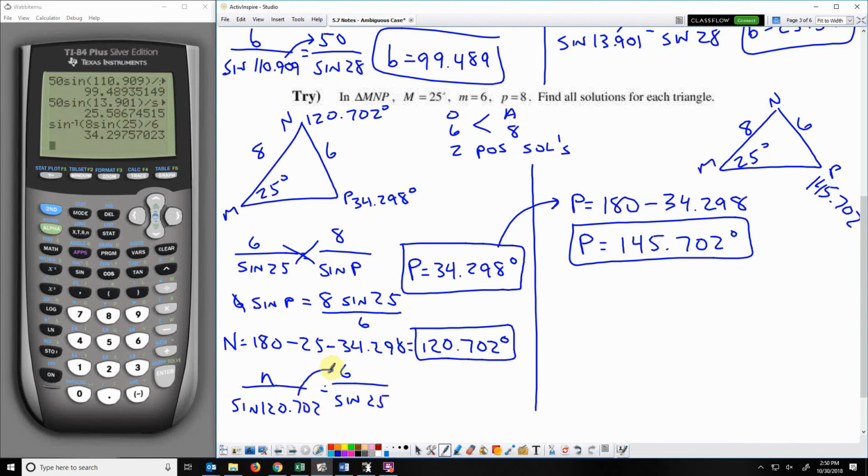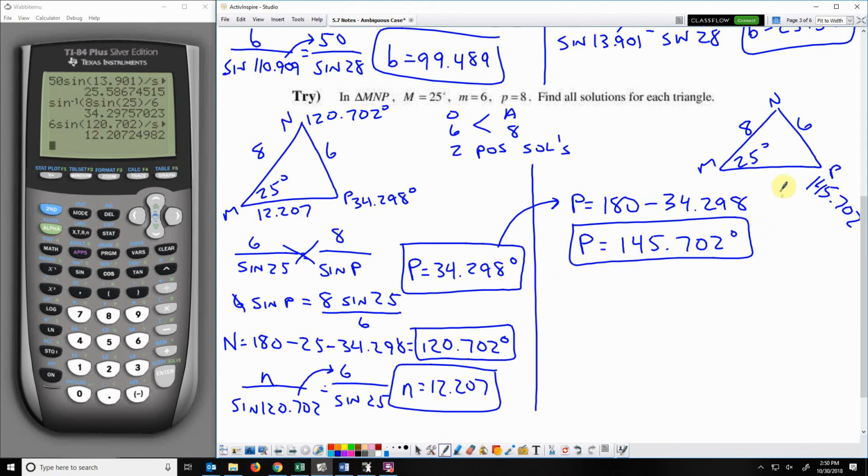And I can multiply that across. So 6 times sine 120.702 divided by sine 25. So I get 12.207 for side N. So I now have all three sides and all three angles.